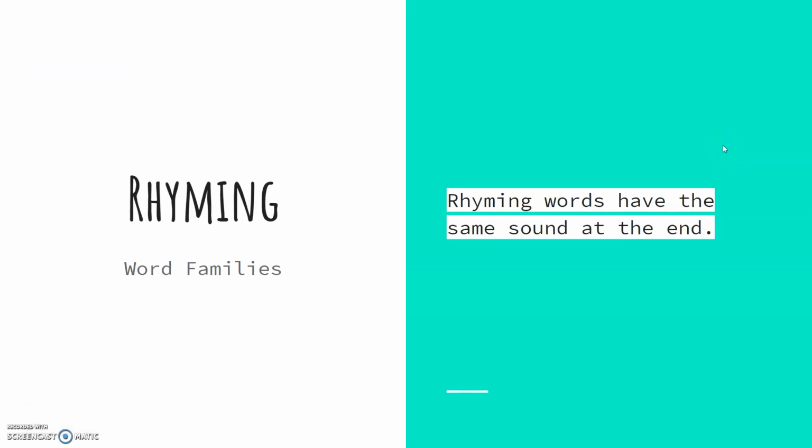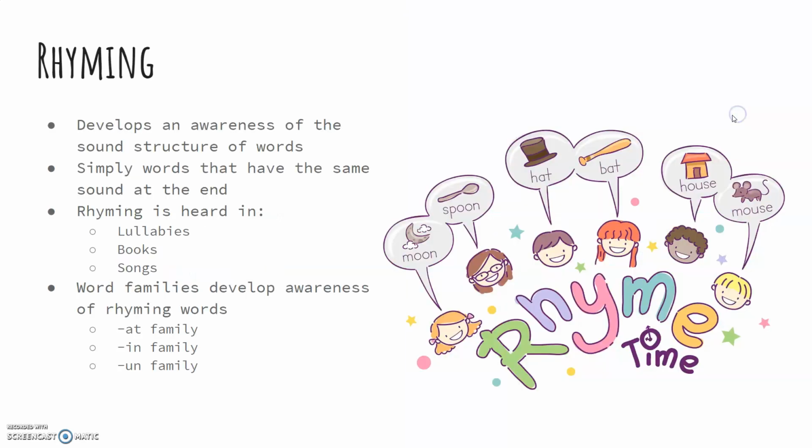Rhyming is also an essential skill to have, and it's simply words that have the same sound at the end, such as run and sun. All CVC words we will be learning are split into distinct word family groups that share the same ending. For example, in the at family, you can find the words cat, hat, sat, rat, mat, bat, fat, gnat, and pat. These word families help you to learn the structure of words and to develop awareness of rhyming words.